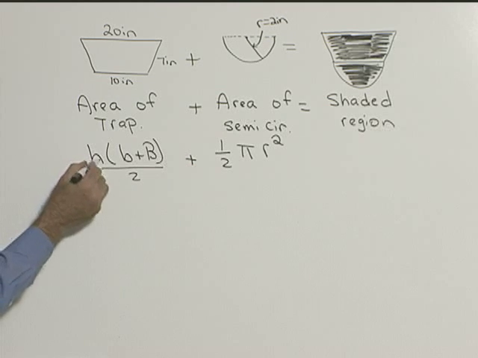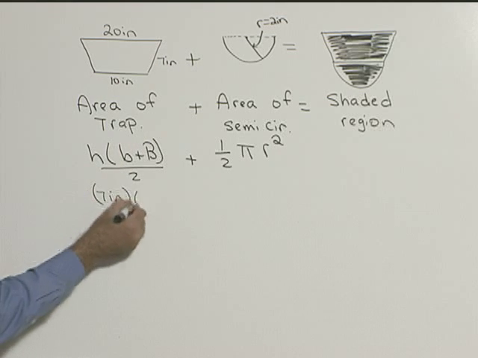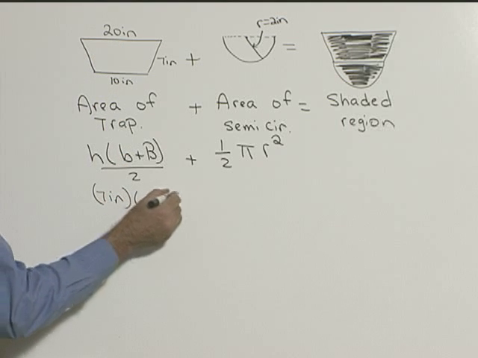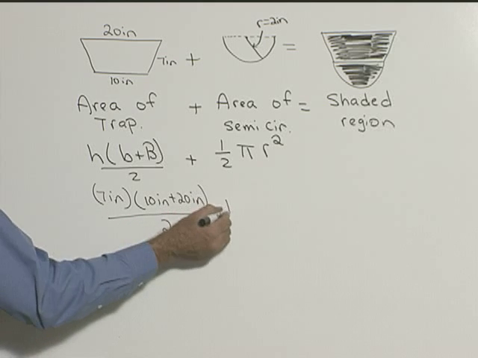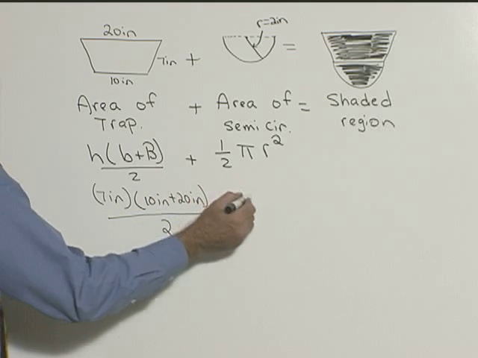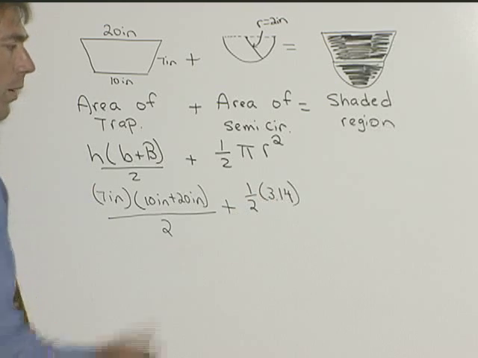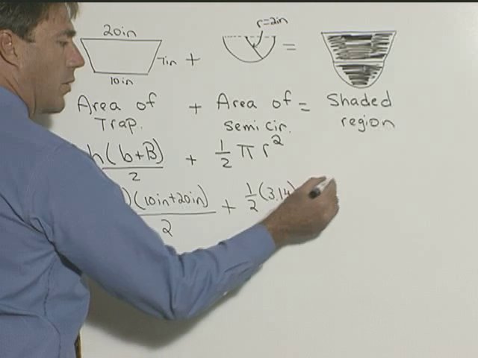So let's plug in. Well, we know the height of our trapezoid is 7 inches, and our two bases are 10 inches and 20 inches, divided by 2, plus we're going to have 1/2 times pi, which is 3.14, times our radius of our semicircle, which is 2 inches, squared.